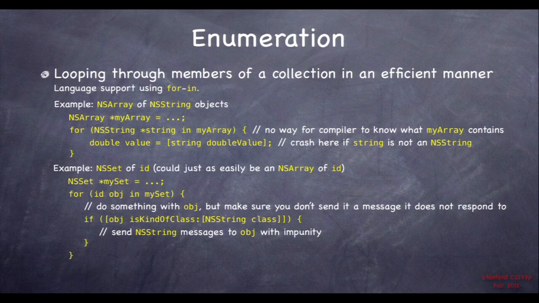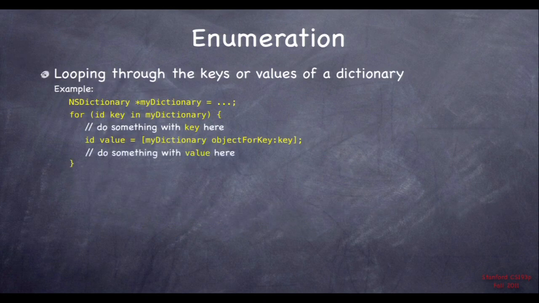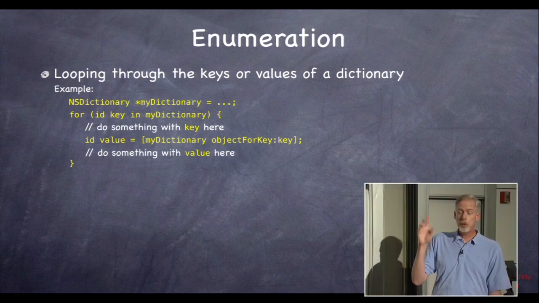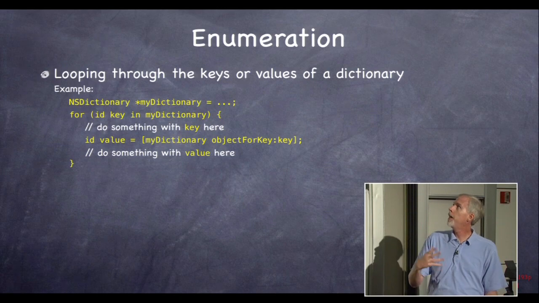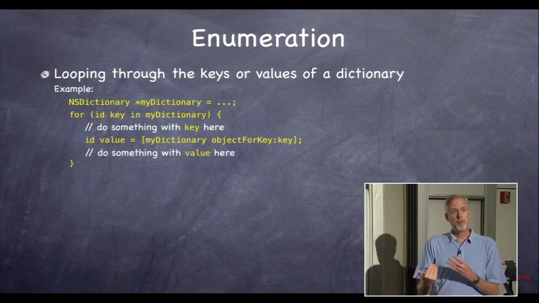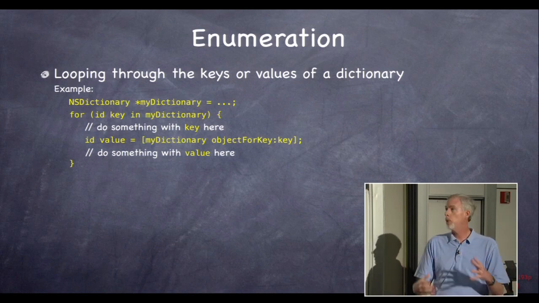Here's a set that I'm iterating through, ID obj in my set, and look, I'm doing introspection inside, to see if it's a string before I send some string thing to it. Enumerating dictionaries enumerates through the keys, and so inside the loop you can do something with the key, and then you could call my dictionary object for key and get the value. And so you could do something to the value too, right? So you can deal with the key or the value.